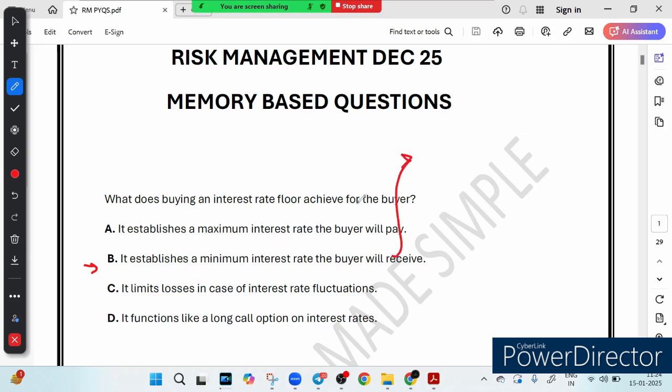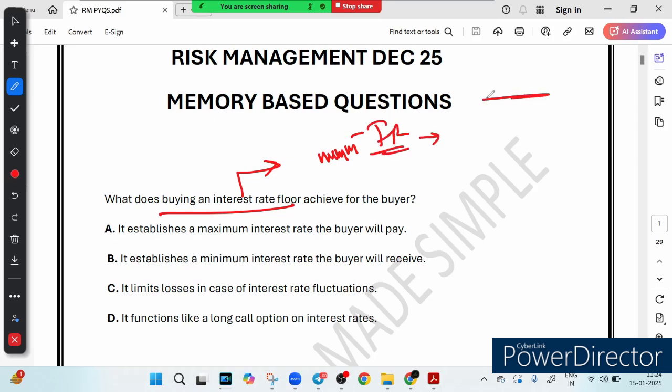Why? Because you are buying an interest rate floor. It ensures that the buyer receives a minimum interest rate, that you receive a minimum interest rate if the market rate falls below a specified level. So suppose this is the level, and if the market rate falls below it, then the buyer receives a minimum interest rate. Think of it like an insurance. You are protecting yourself from earning less if rates drop too much.